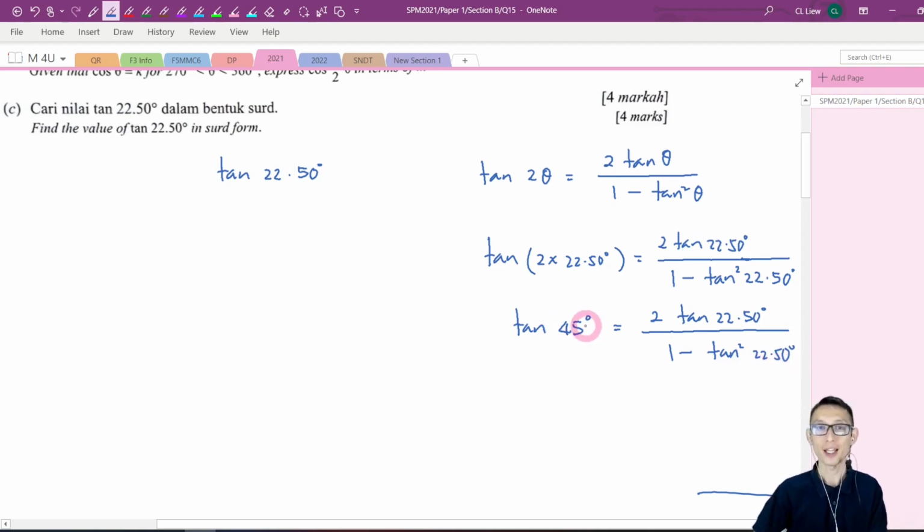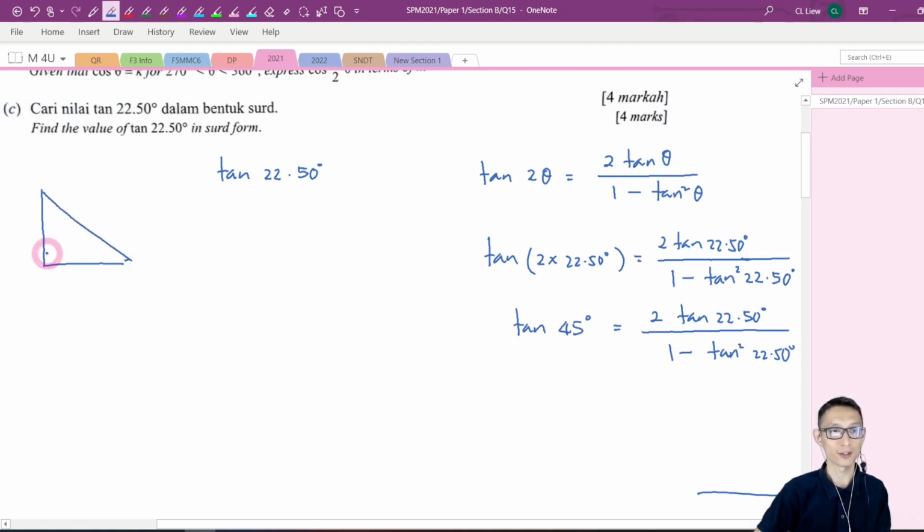Okay, so what is tangent 45 degrees? You can press your calculator. If you don't want to, you can use this triangle to help you get the answer: 1, 1, square root of 2. This is 45 degrees, this is 45 degrees. So tangent 45 degrees is actually equal to 1, right? So this is equal to 1.